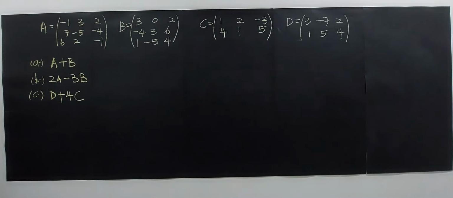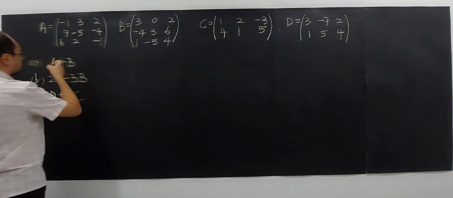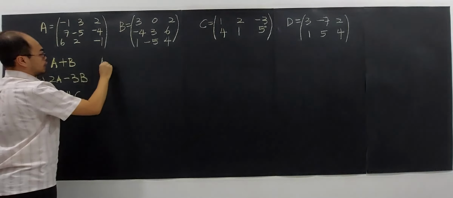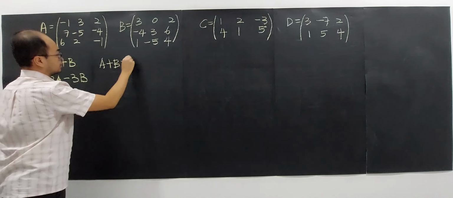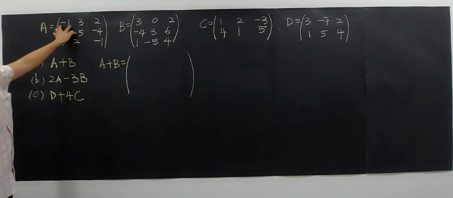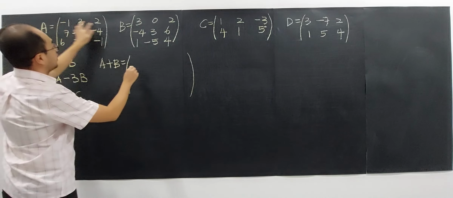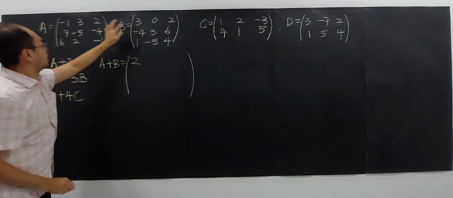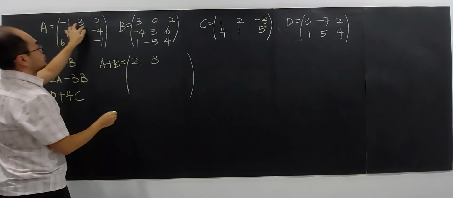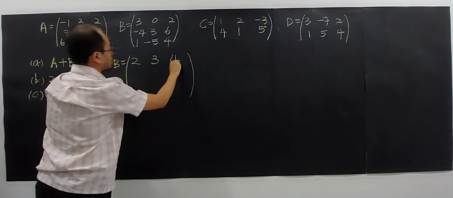Let's do some addition and subtraction for this matrix. Matrix A and B are the same order, so you can add these two. So how to do addition for both matrices? Very simple. The corresponding element, -1, you have to add with 3. Then -1 plus 3, you have 2. Then 3 plus 0, you have 3. 2 plus 2, you have 4.